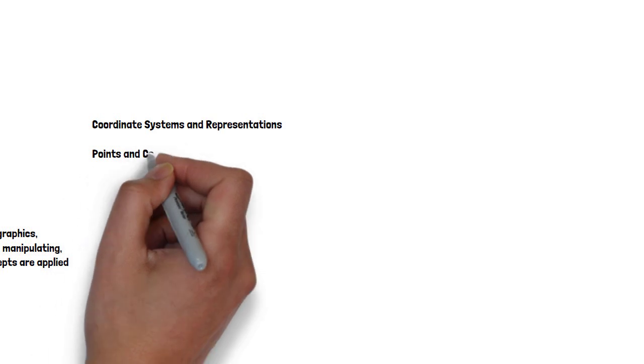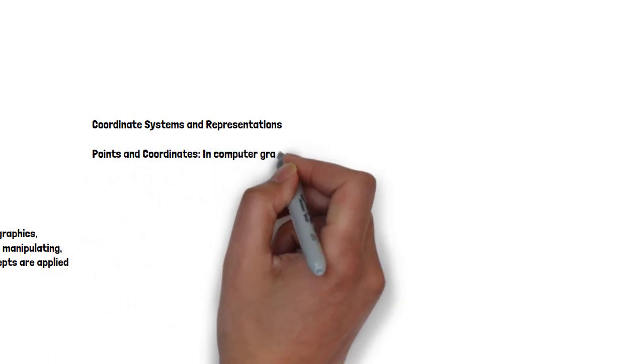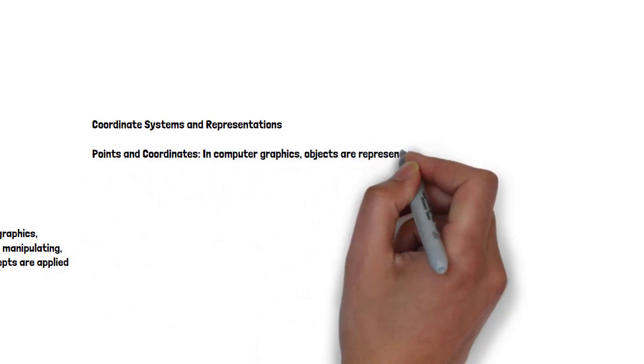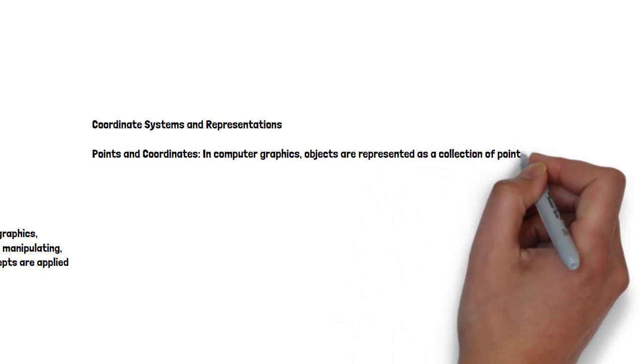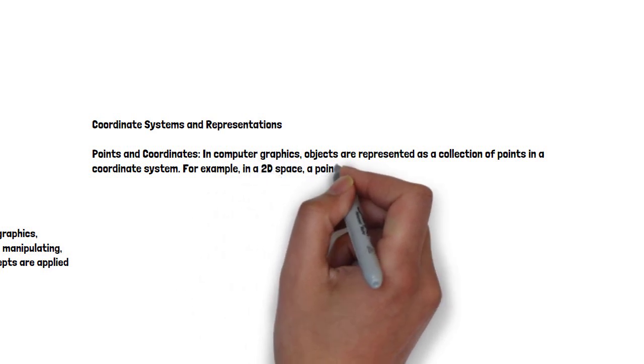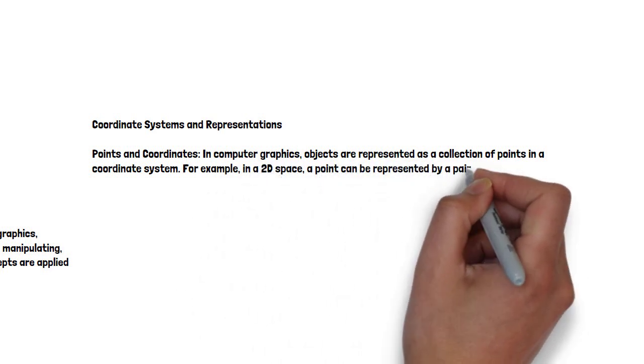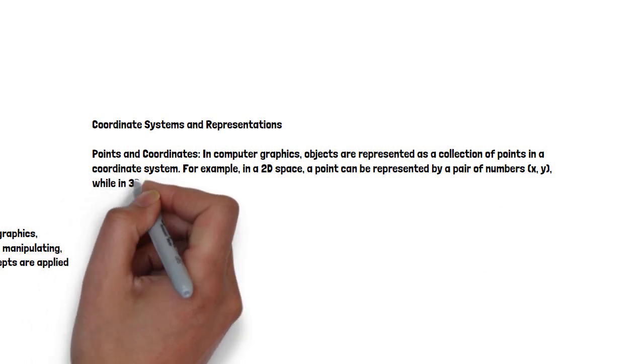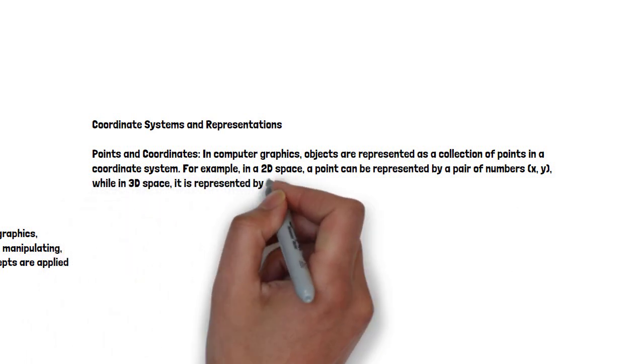Coordinate systems and representations. Points and coordinates. In computer graphics, objects are represented as collections of points in coordinate systems. For example, in a 2D space, a point can be represented by a pair of numbers x, y, while in 3D space it is represented by three numbers x, y, z.